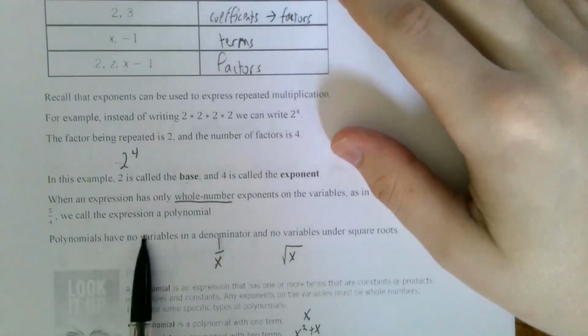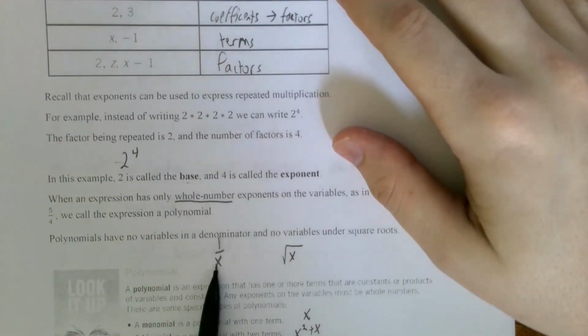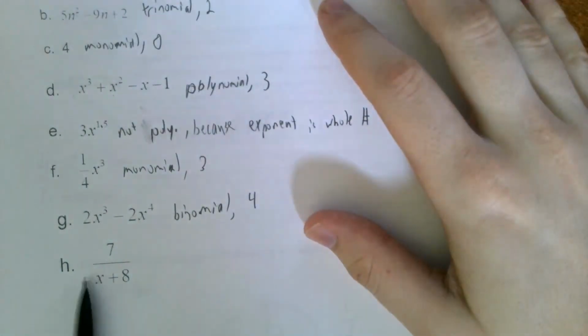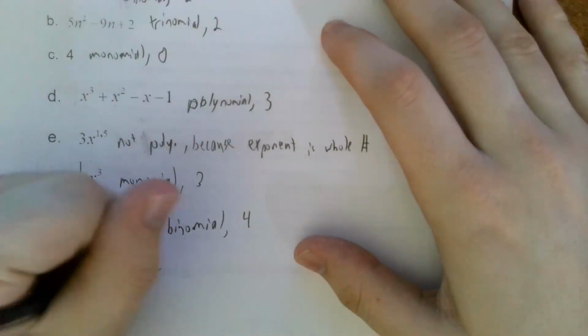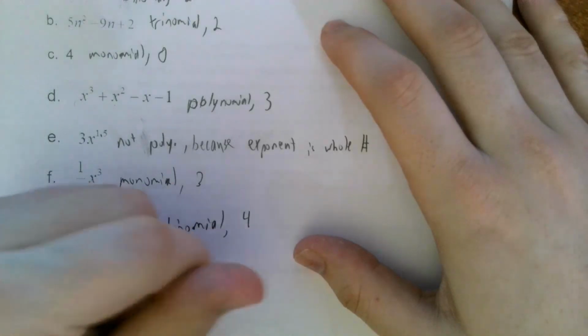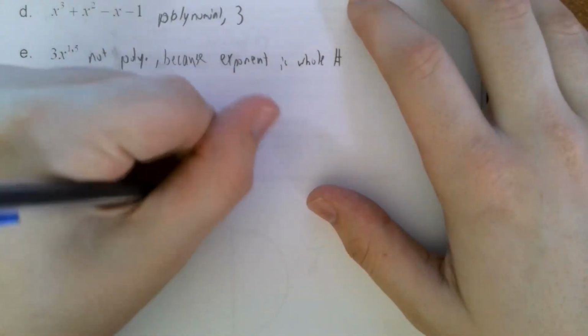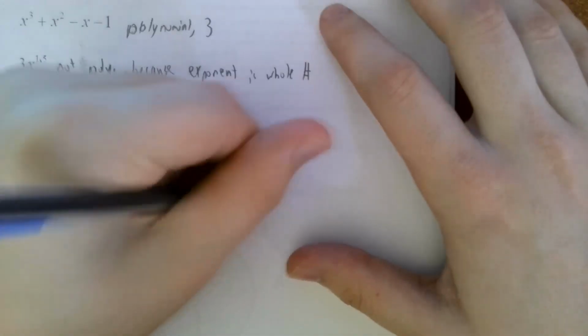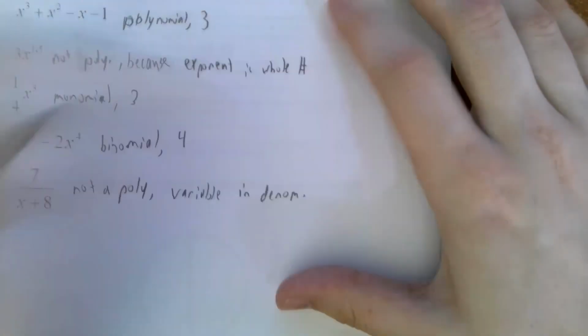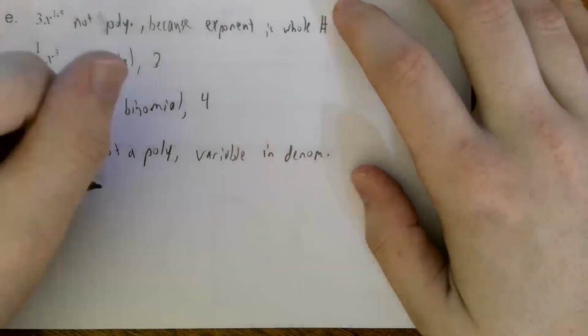Okay, so let's go and look back at the last page really quick. So one more thing that I pointed out is that polynomials have no variables in the denominator. So an example I gave is 1 over x. So if we look at that last one, we have an x in the denominator, right? So it's not a polynomial. The reason being there is a variable in the denominator. And since it's not a polynomial, there is no degree.